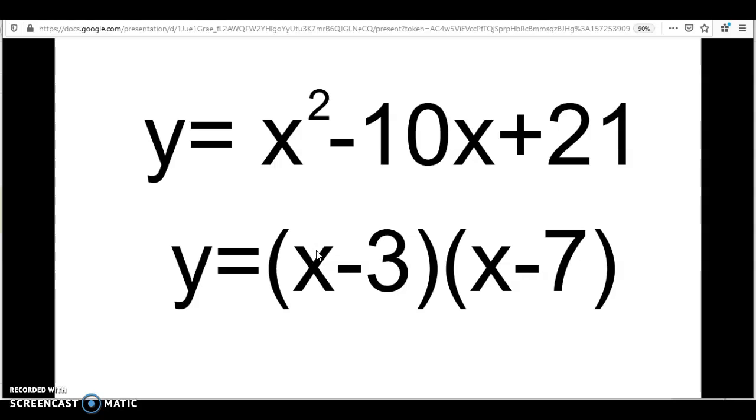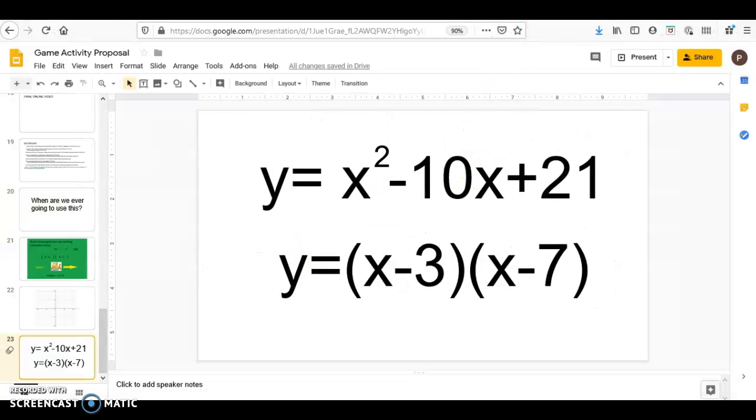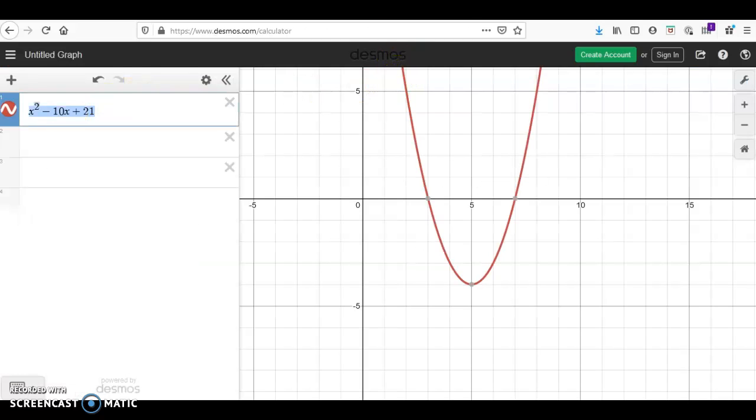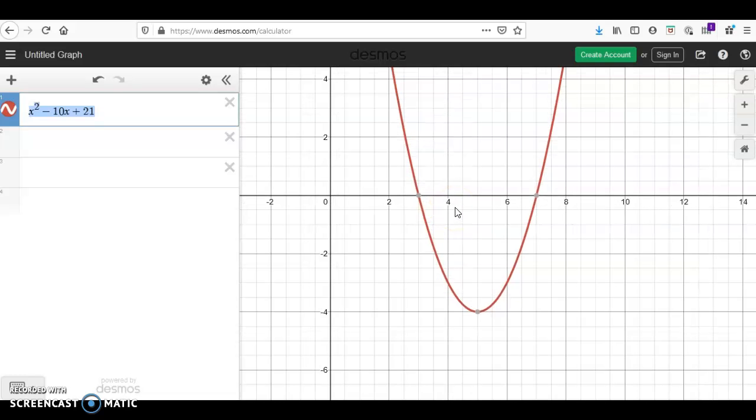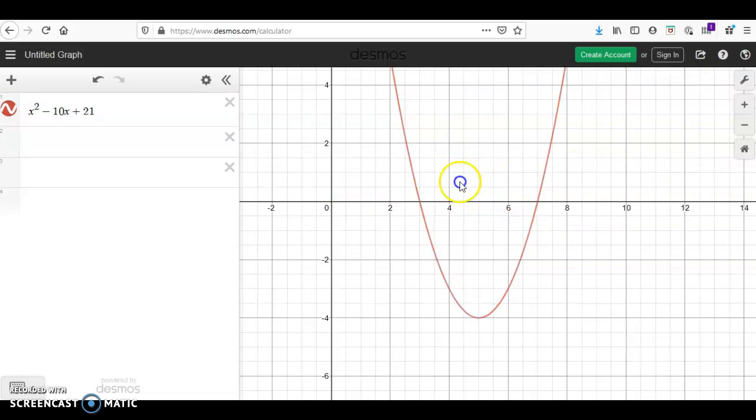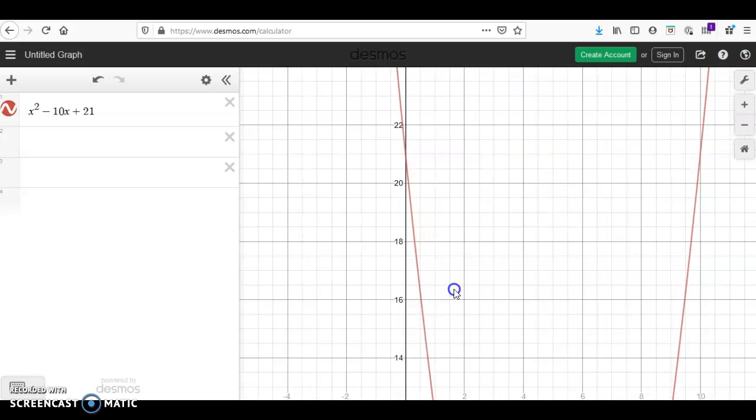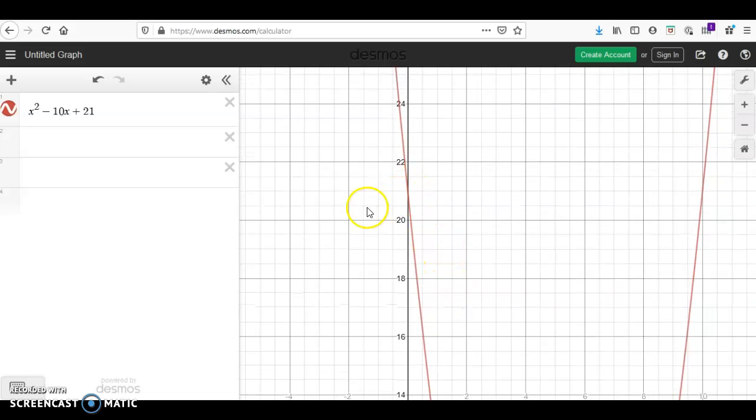To make it more practical, and again, you'll learn a lot about this in high school, I can go to an online graphing calculator and put in my equation, x squared minus 10x plus 21. And that gives me a graph. I notice that the graph crosses the x-axis at 3 and at 7. So if y is 0, then x is 3 or 7. And we see that it crosses the y-axis at 21. So if x equals 0, then y equals 21.